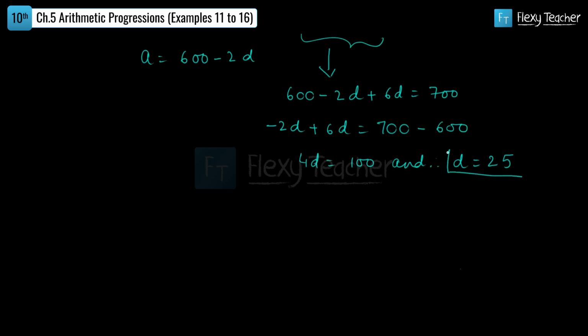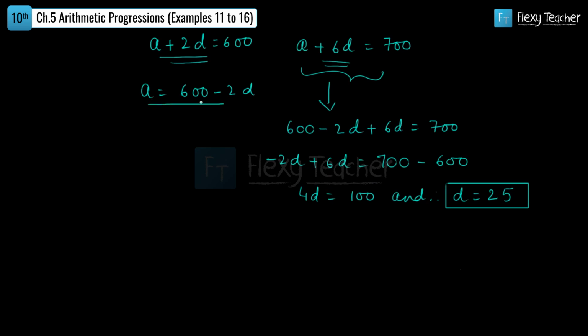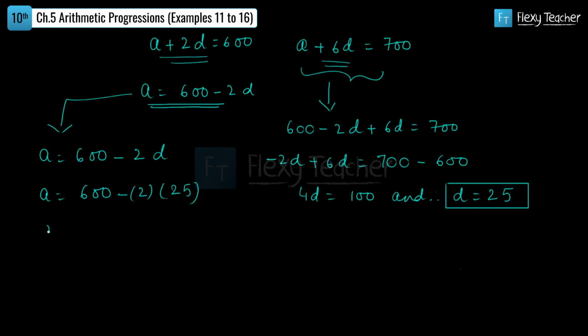We got the common difference, 25. Let us find a now. If we take a as 600 minus 2d, we have got d. This can be written as a is equal to 600 minus 2d. So a is equal to 600 minus 2 into d is 25. So a is equal to 600 minus 50 which is equal to 550. Okay, we got a and we got d. Let us take the next part of the question. But before we go ahead, let us write that the production in the first year is 550 units.